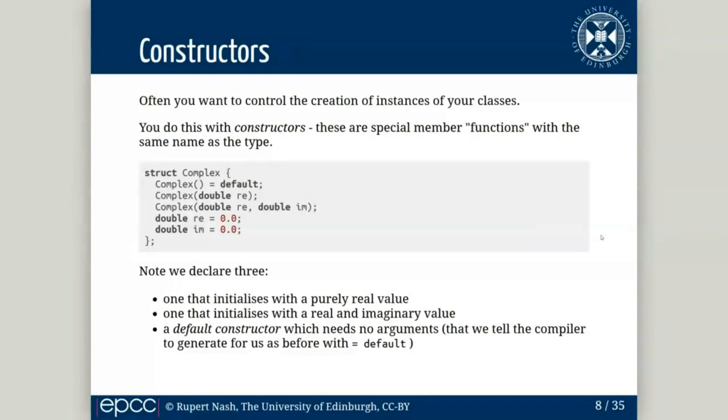But we can also declare our own constructors. And as we can see here, we've got one that uses just the real value, one that takes the real and imaginary value. And as I mentioned before, a default constructor, which takes no arguments. And the compiler will do that on our behalf by using that equals default. So we don't need to actually go ahead and declare that. It will create it for us. So we can get quite a bit of flexibility in how we create objects. And when you build more complex classes, the constructors that you provide become very, very important. And we'll see that as we go through.